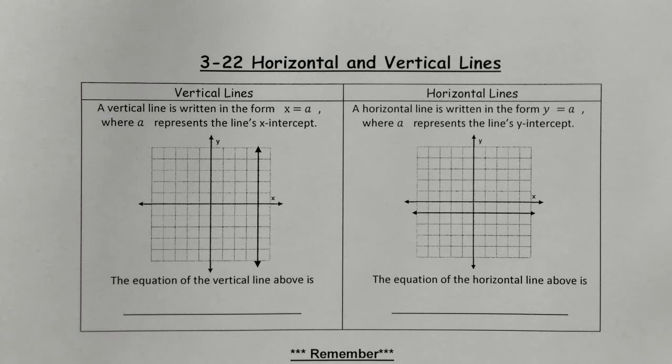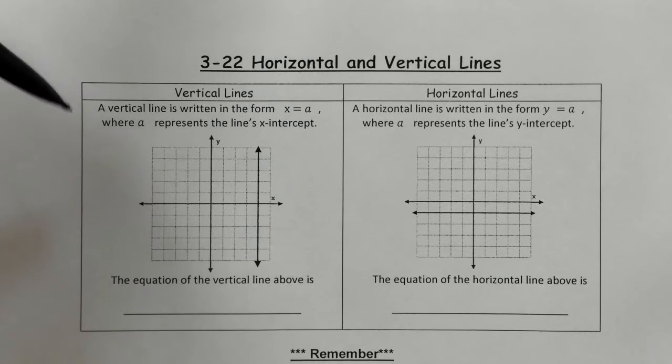Okay, in this section 3-22, we're going to be looking at horizontal and vertical lines. Now, remember, in a past lesson, we briefly talked about horizontal and vertical lines, how they don't keep the same form as y equals mx plus b. They have their own form. Remember, vertical lines have the form x equals some number, and horizontal lines have the form y equals some number. All right, so how do we tell what that number is?